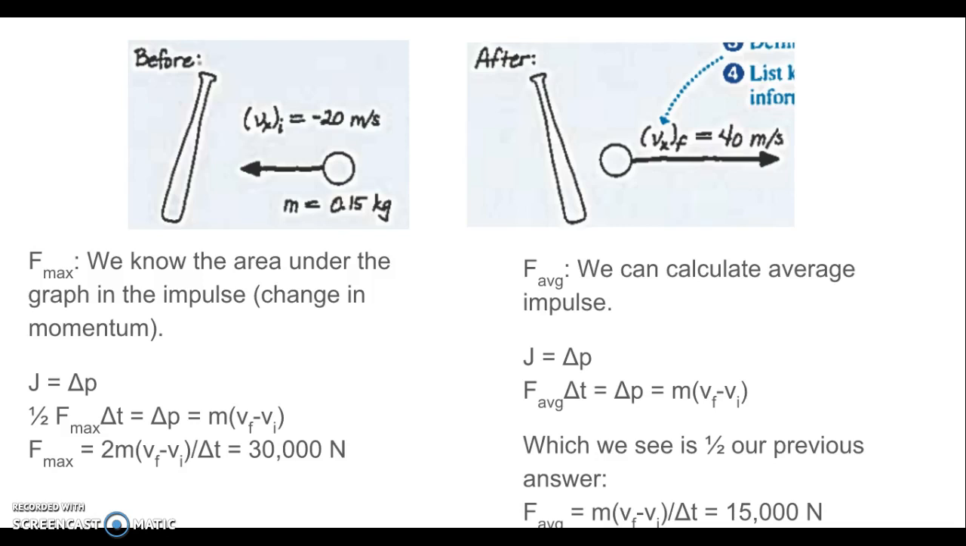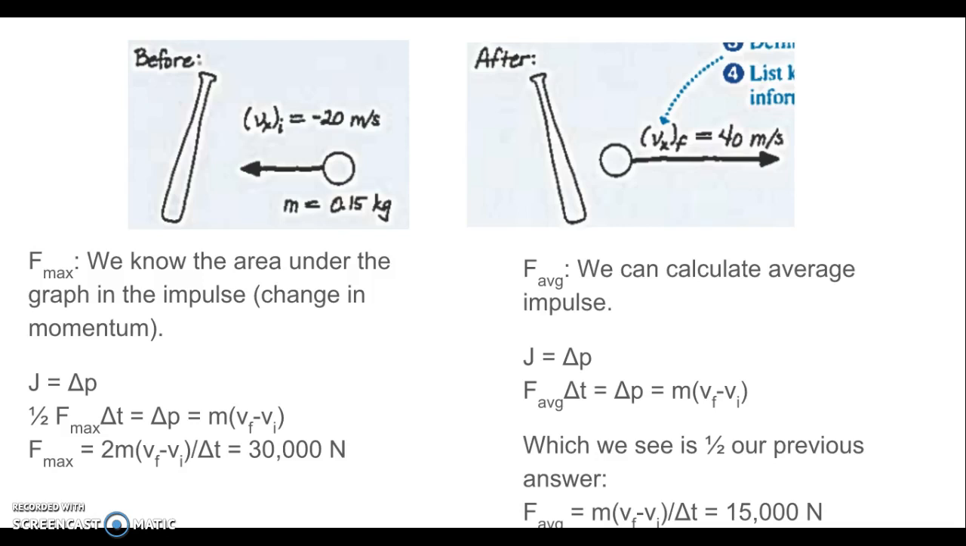Rearranging this, solving for F max, we have this expression down below, plug in our numbers, and we see that's 30,000 newtons. So that's the maximum force that this ball experiences. When the ball is hitting the bat, at its point of maximum compression, that's the force it feels.